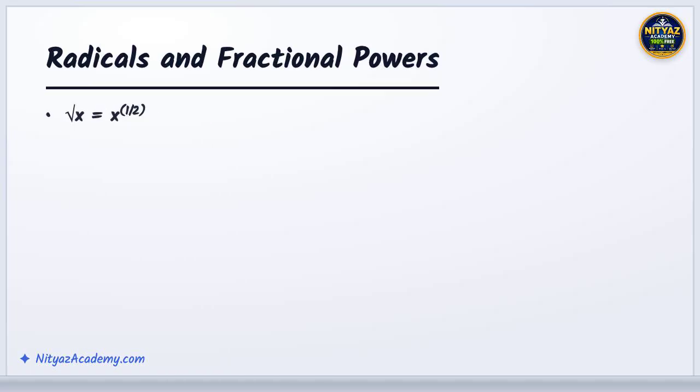Radicals are just fractional exponents in disguise. A square root is the 1/2 power. A cube root is the 1/3 power. More generally, x to the m over n is the nth root of x to the m, and a square root of a product splits into the product of the roots. That's how you simplify. The SAT loves switching between these two forms.